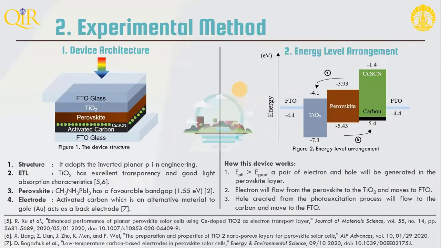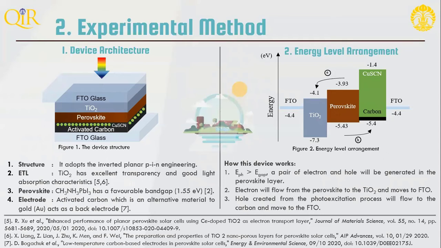We move to the second section, which is experimental method. As we can see on the left side of the screen, there is device architecture. The first one is the structure. It adopts the inverted planar PIN engineering. And the second one is electron transport layer. We use titanium dioxide, which has excellent transparency and good light absorption characteristics.